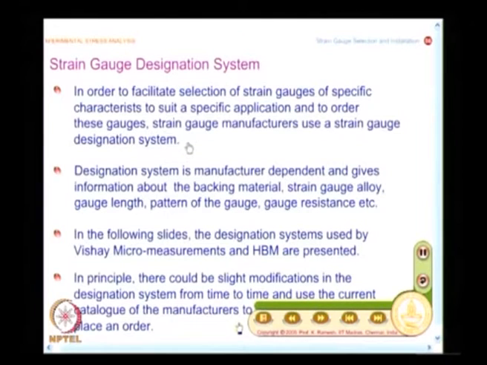So, it does two jobs. One is to facilitate selection of strain gauges of specific characteristics and also to order these gauges. And obviously, the designation system is manufacturer dependent and gives information about the backing material, strain gauge alloy, gauge length, pattern of the gauge, gauge resistance, etc.